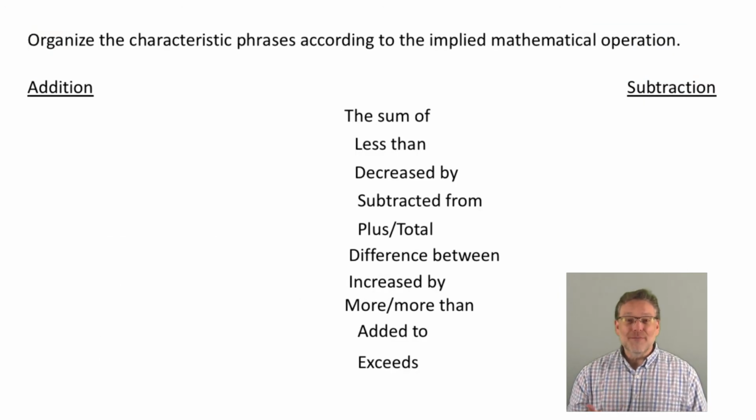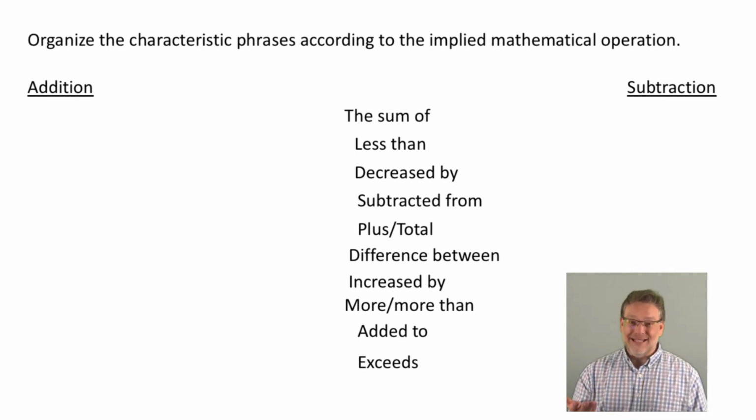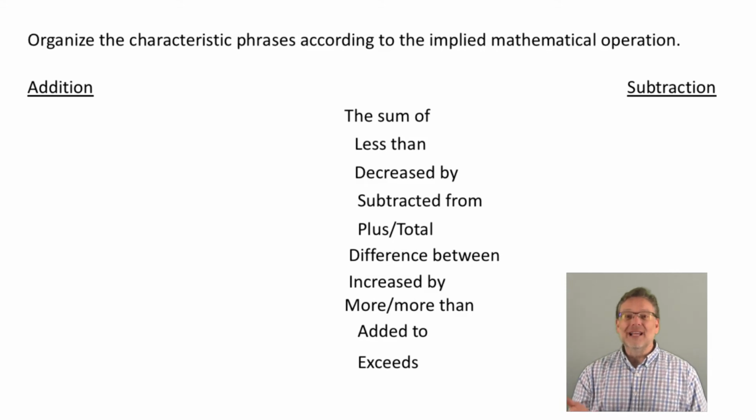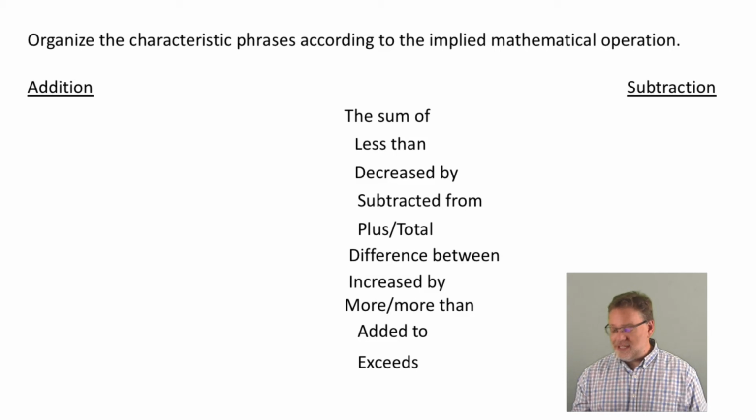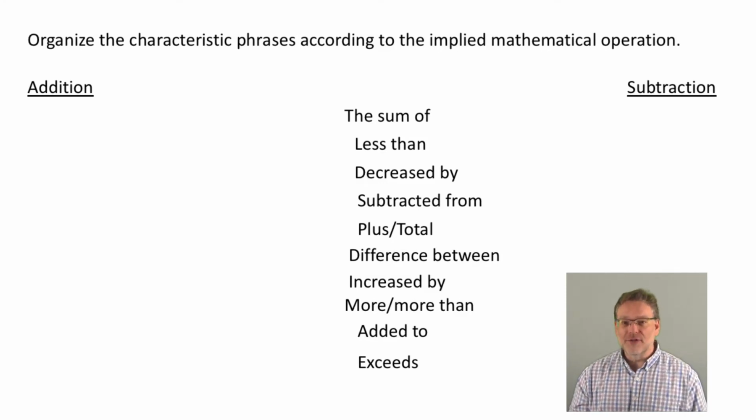Now, in some of the word problems, you may have also noticed that there are certain phrases that indicate different kinds of mathematical operations. For example, here I'm showing you a set of phrases down the center of the screen, and on the left-hand side I'm showing you a column for addition, and on the right I'm showing you a column for subtraction. Let's take a look at each one of these, and each one of these phrases belongs either in the column to the left or in the column to the right. Let's take a moment to figure out which ones go where.